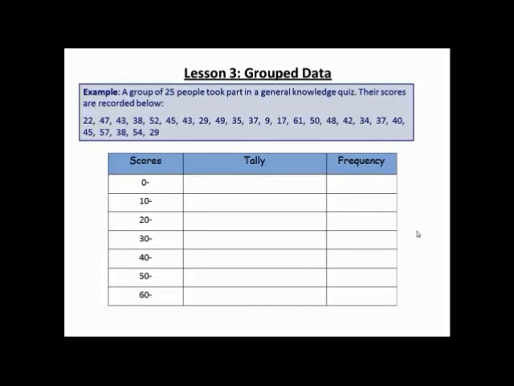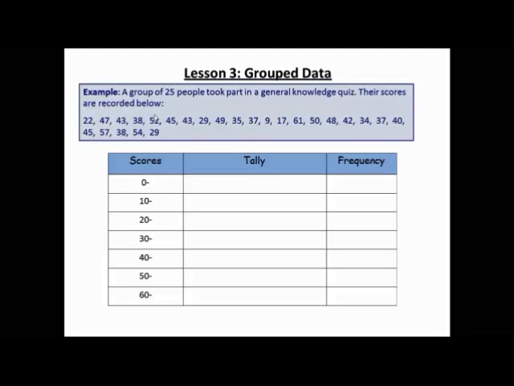In this lesson, we're going to look at grouped data in a frequency table and then how to make a histogram using that frequency table. Sometimes when you have a variable or whatever you're measuring that has a large range of values, so in this example, we've got 25 people took part in a general knowledge quiz. Their scores are recorded below.